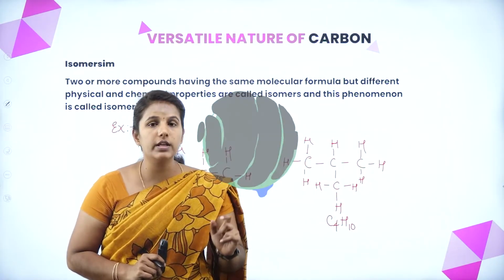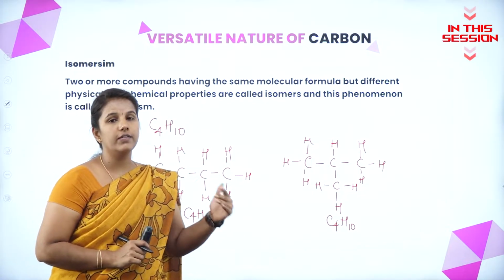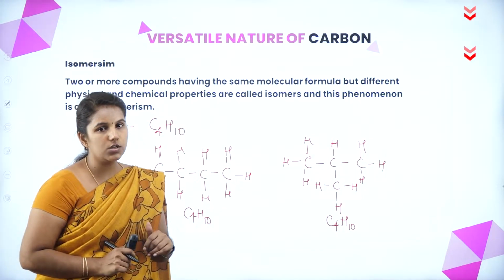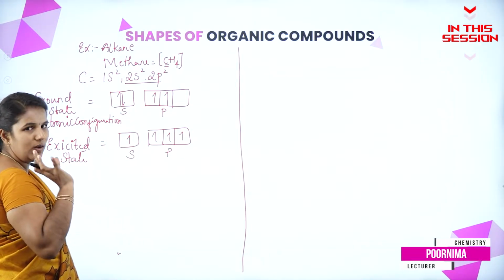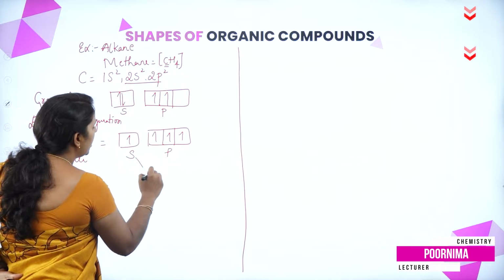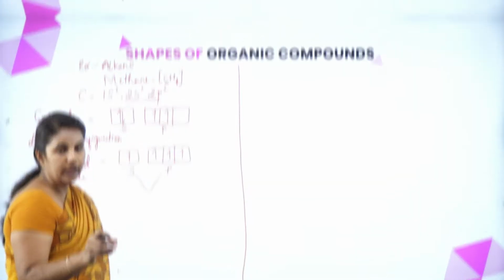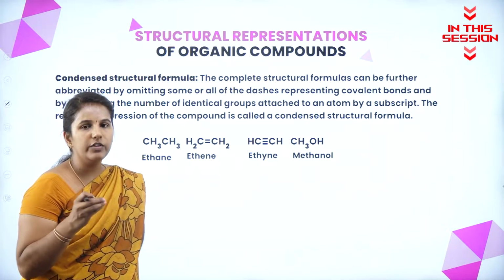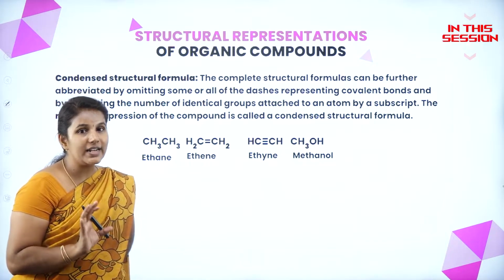If two or more molecules have the same molecular formula but different structural formulas, we say they are isomers, and the phenomenon we call what? Isomerism. The s and p orbitals will not have equal energy. In order to make their energy the same, they undergo hybridization or overlapping. If you omit the bonds and write the structure of the given compound without any bonds, such a structure we call what? Condensed structure.